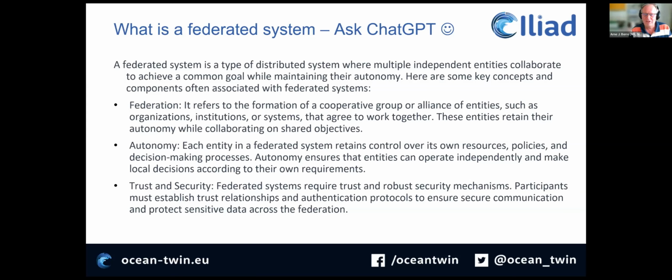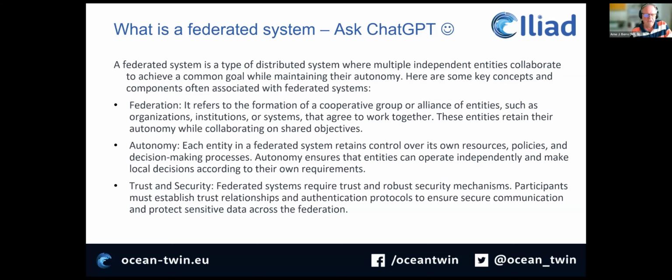A federated system is a type of distributed system where multiple independent entities collaborate to achieve a common goal while maintaining their autonomy. So autonomy is important here. Here are some key concepts and components often associated with federated systems, and we'll come back to that. Federation is a formation of a cooperative group or alliance of entities, organizations, systems that agree to work together. These entities retain their autonomy while collaborating on shared objectives. Autonomy means that each entity in a federated system remains in control of its own resources, policies, and decision-making processes. Autonomy ensures that entities can operate independently and make local decisions according to their own requirements.